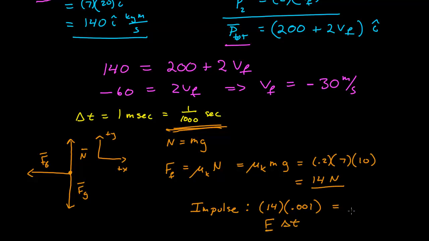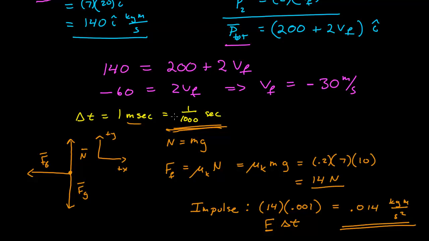So that is 0.014 kilogram meters per second. So that is the size of the impulse that friction exerts on the system during the time interval of the explosion, by assuming that the explosion took place in 1 millisecond.